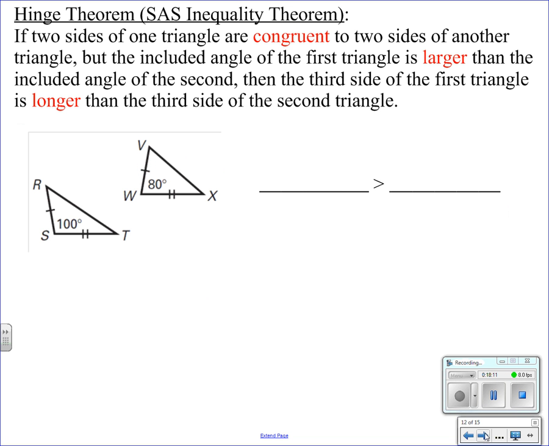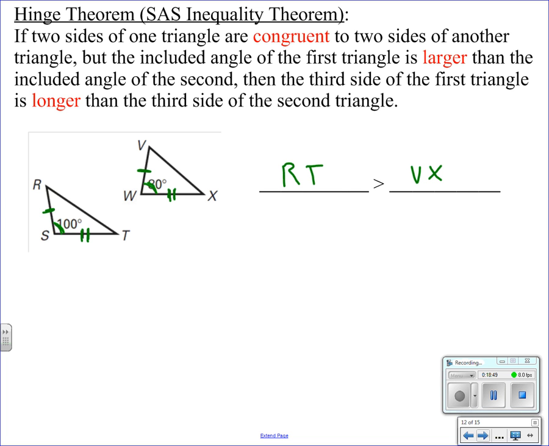Our Hinge theorem. The Hinge theorem says that if two sides of one triangle are congruent to two sides of another triangle, so RS is equal to VW and ST is congruent to WX, but the included angle of the first triangle is larger. So angle S, the included angle between the two sides, is larger than angle W. Then the third side of the first triangle is larger. So RT is going to be greater than VX.